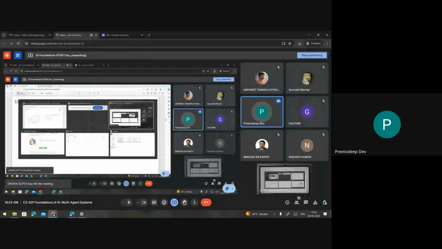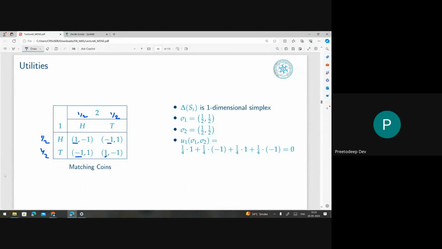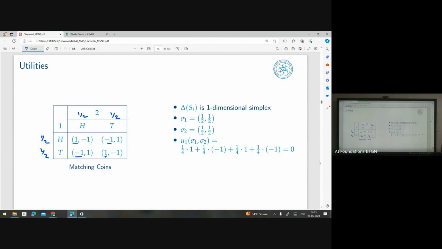Ma'am, could you just explain what simplex was once again? I forgot that part. One-dimensional simplex. So one-dimensional simplex is nothing but a line segment, 0 to 1.